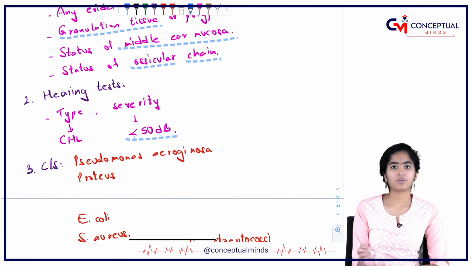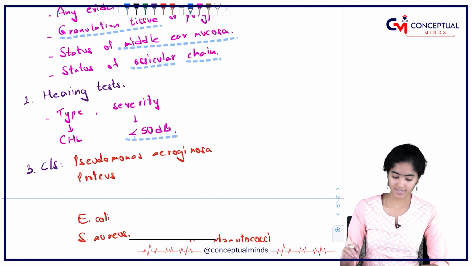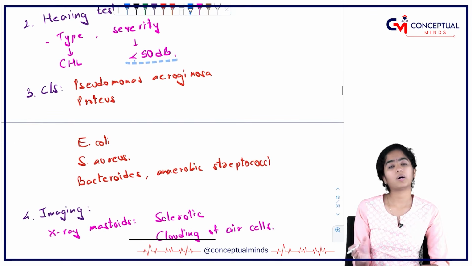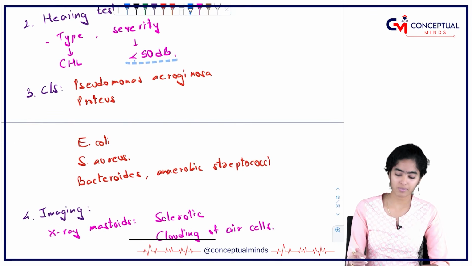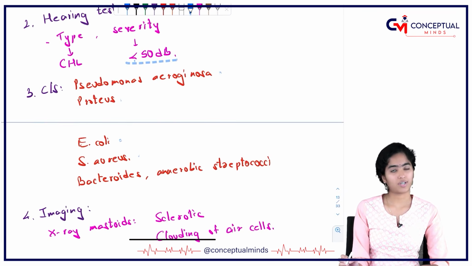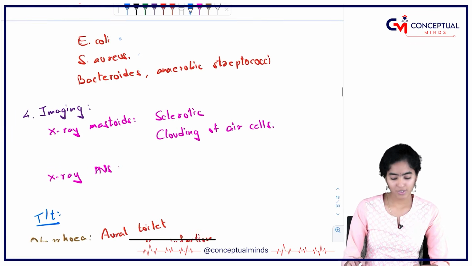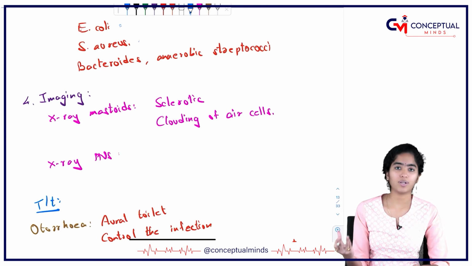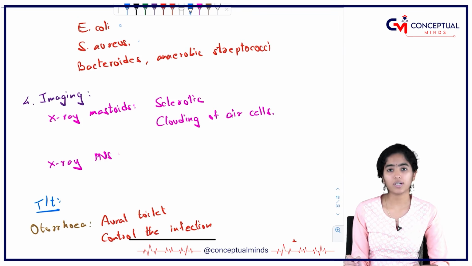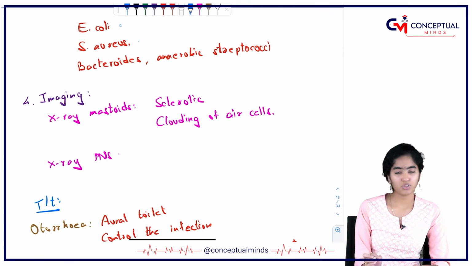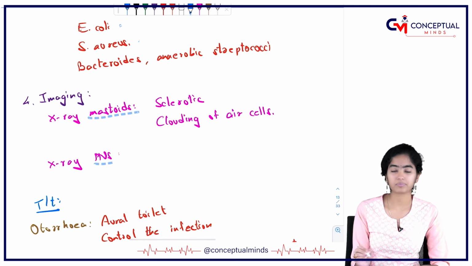Then we take a swab from the discharge and send it for culture and sensitivity. What we observe is a mixed culture, but the most common organisms are Pseudomonas aeruginosa, Proteus, E. coli, Staph aureus, and in anaerobic type we find Bacteroides fragilis and some anaerobic streptococci. Imaging has to be done for the mastoids to see clouding of air cells, and if mastoids are involved, destruction of mastoids. Bony destruction is usually observed in atticoantral type and not in tubotympanic type. An X-ray of paranasal sinuses should also be done.